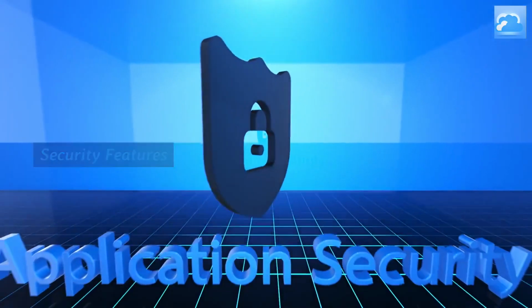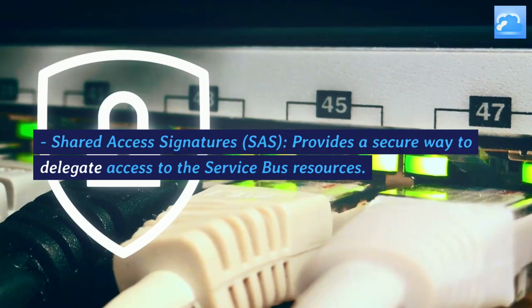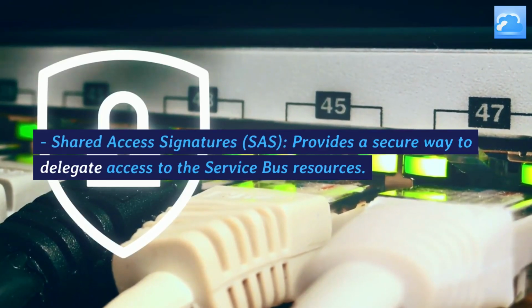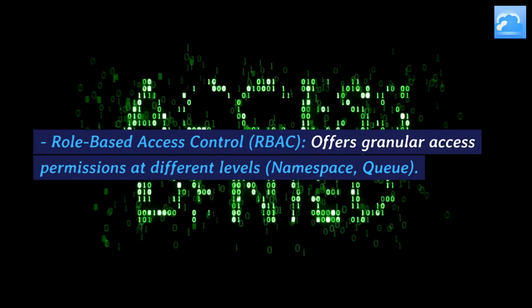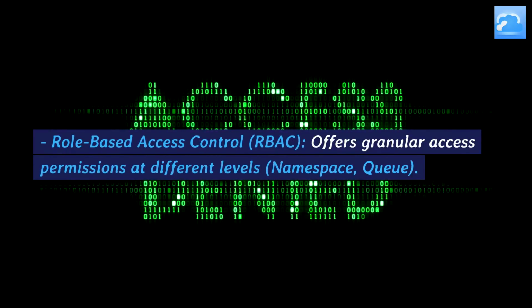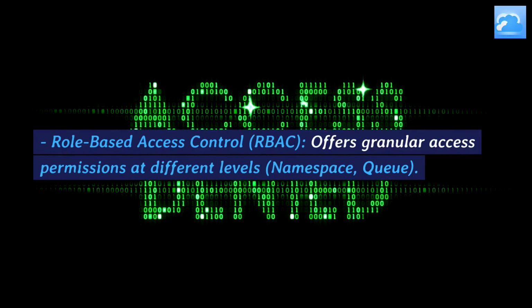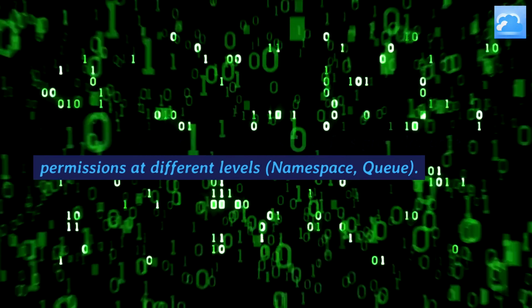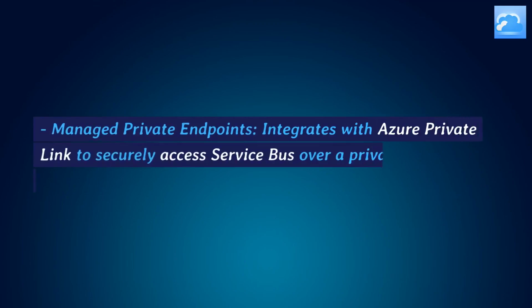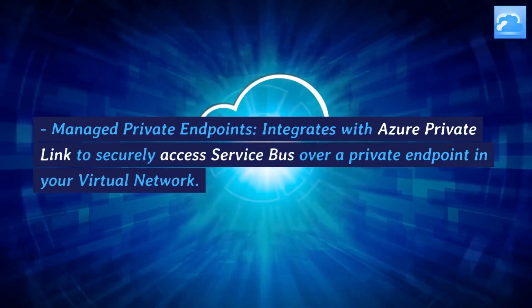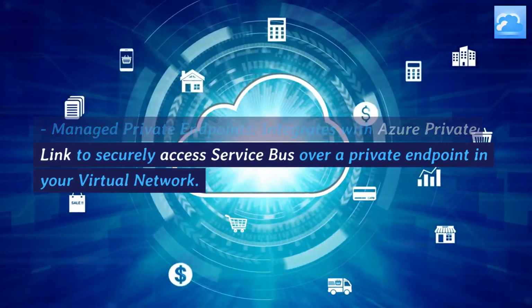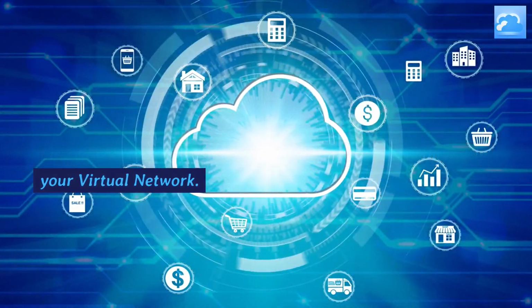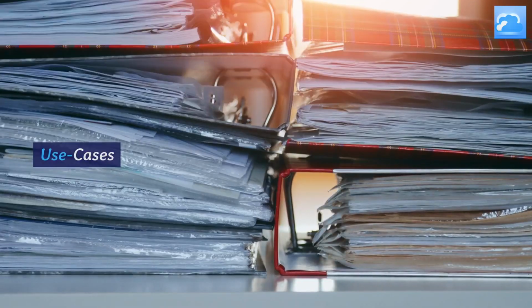Security features. Shared access signatures, SAS, provides a secure way to delegate access to the Service Bus resources. Role-based access control, RBAC, offers granular access permissions at different levels, namespace, queue. Managed private endpoints, integrates with Azure Private Link to securely access Service Bus over a private endpoint in your virtual network.